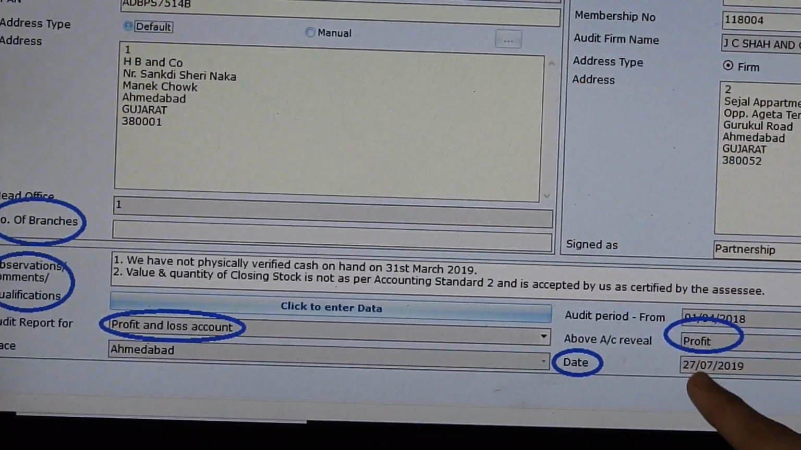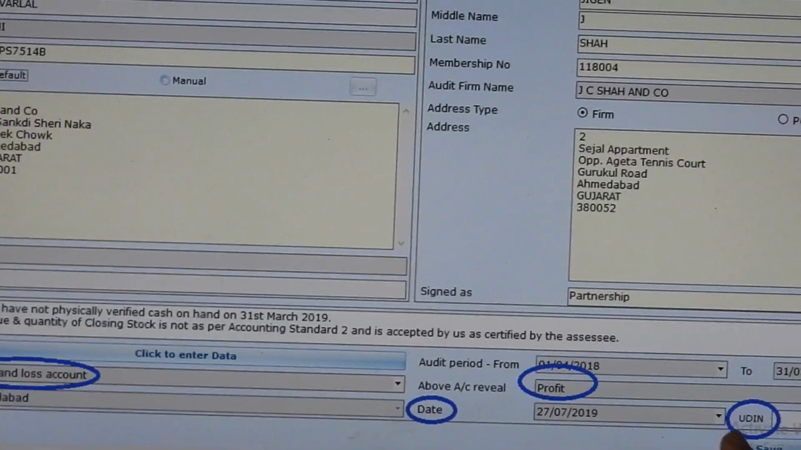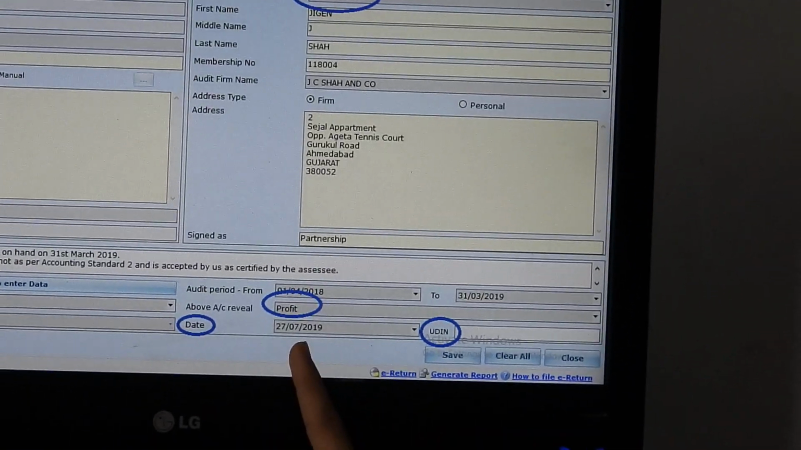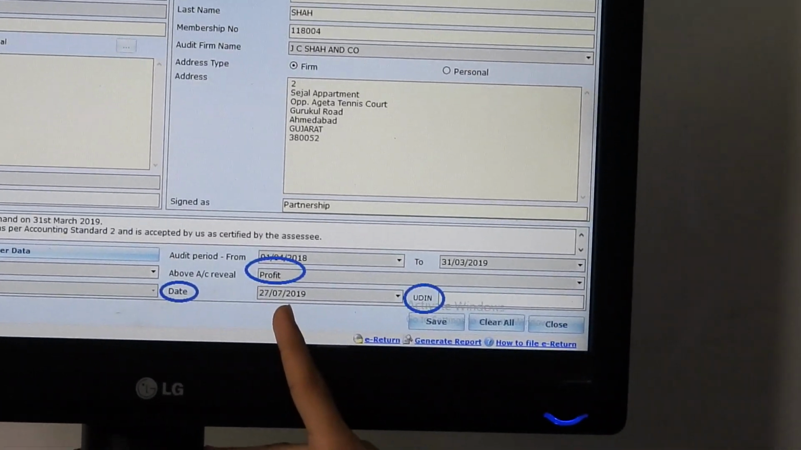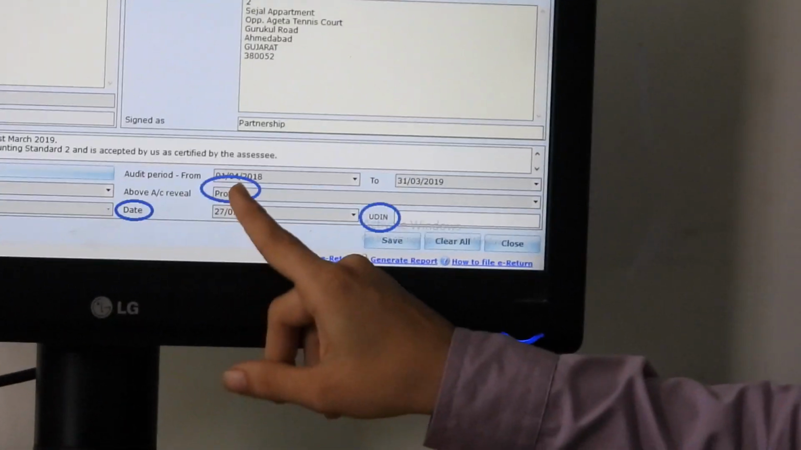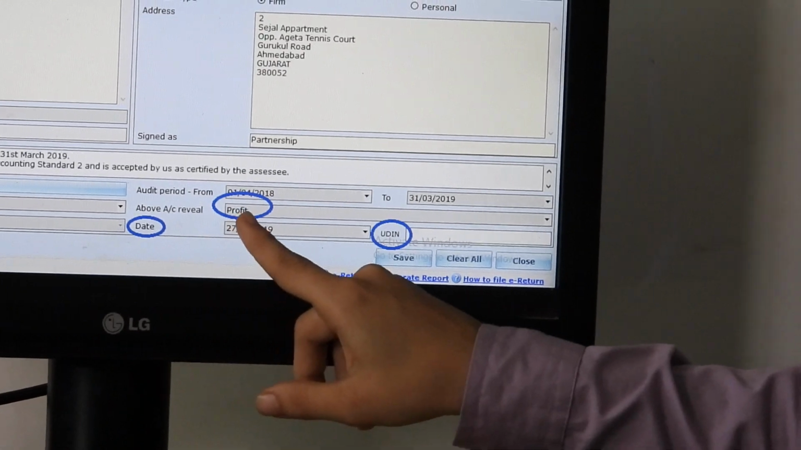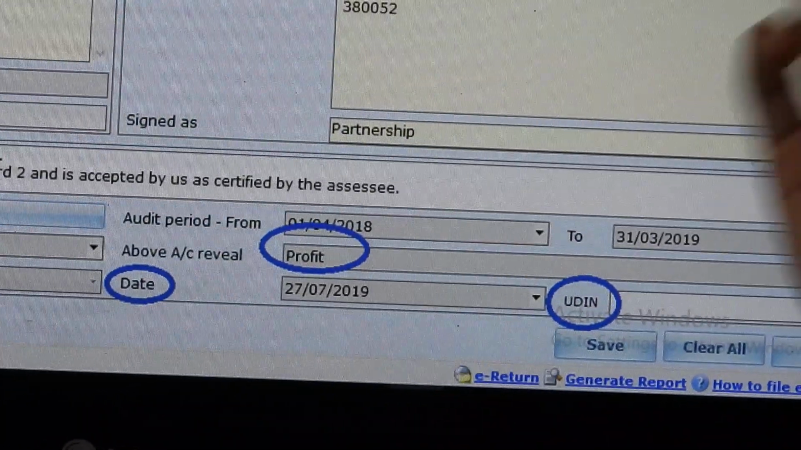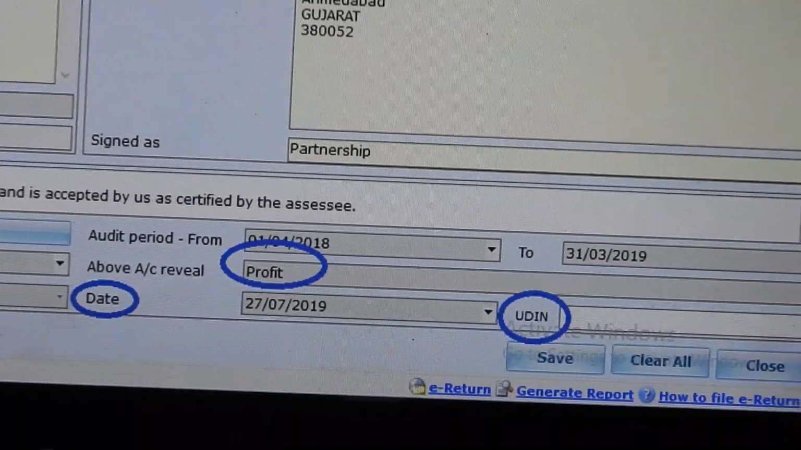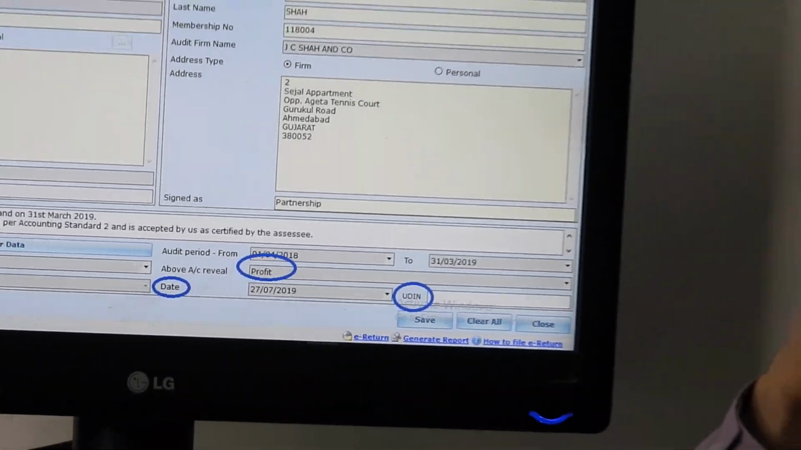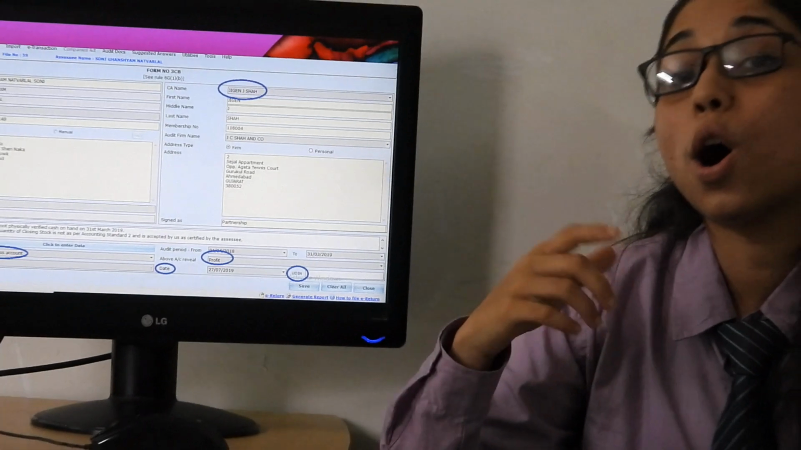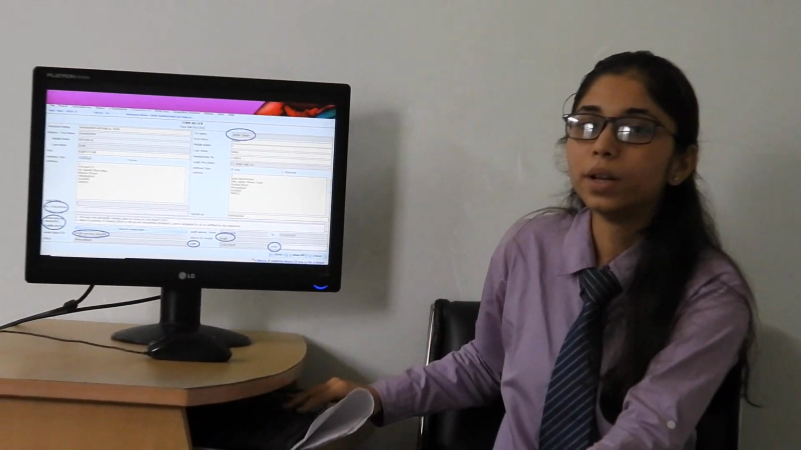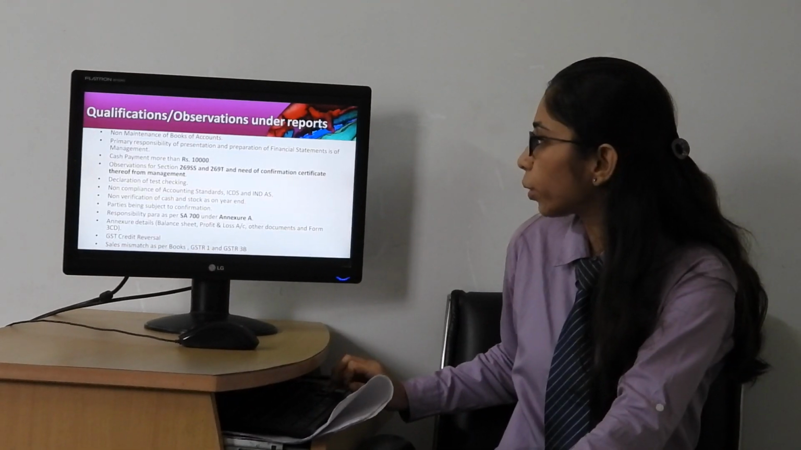Form 3CB also says that you need to mention whether you are reporting for the purpose of profit of the assessee or loss of the assessee, which is very important for the auditor to mention. And UDIN. UDIN came into effect from 1st January 2019 and is a very important, or rather I would say mandatory, concept in the tax audit report.